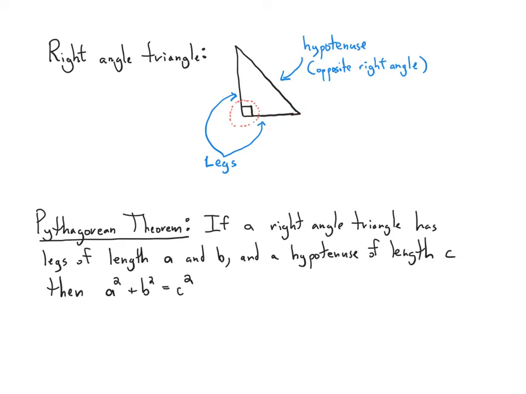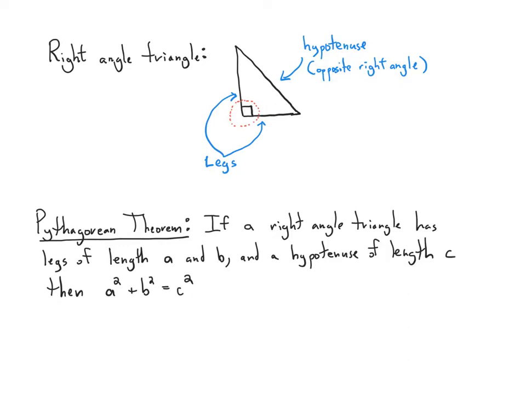So, we call the sides that are attached to the right angle the legs of the right-angle triangle. And the other side, which happens to be the longest side, across from the right angle, we call the hypotenuse.